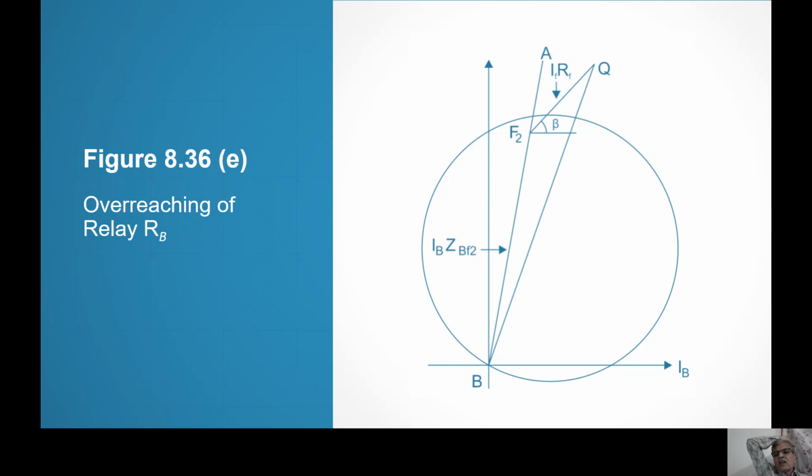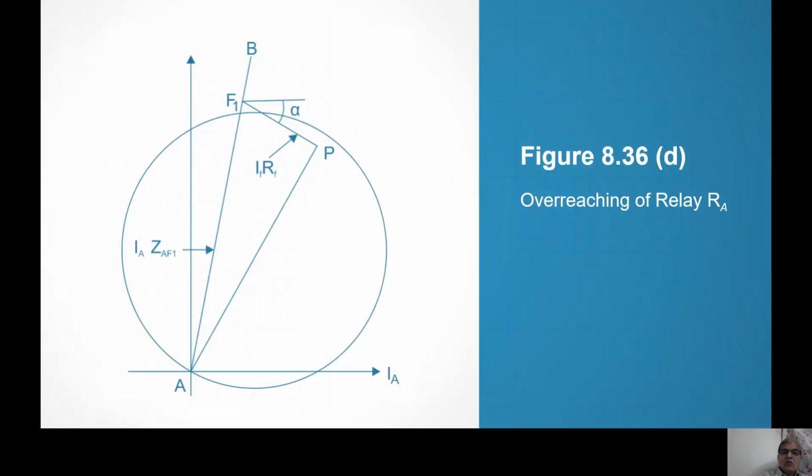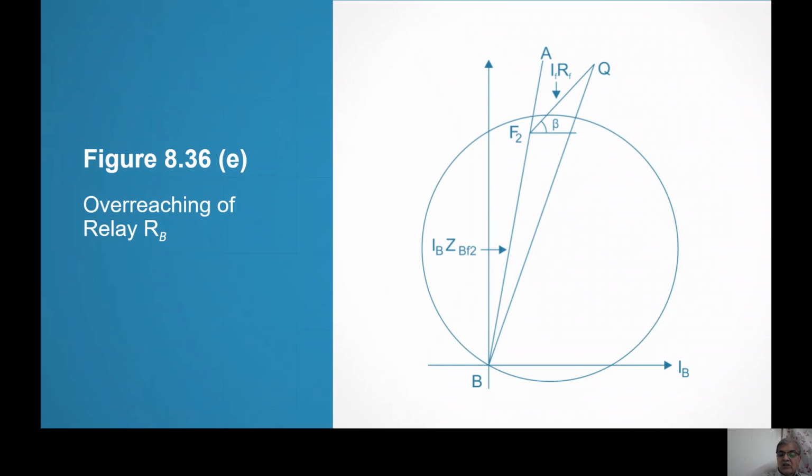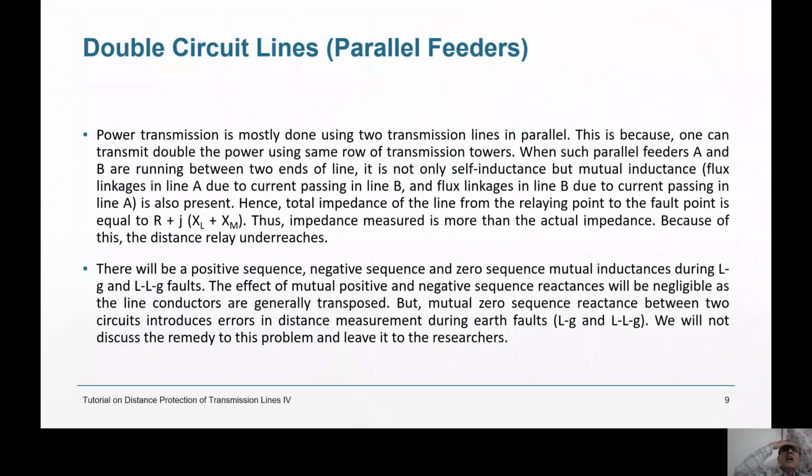F2 is within the circle, but the point seen is at Q. So it is underreaching. This is known as underreaching. Relay should operate and it does not operate. It is underreaching. Here, relay should not have operated, but it operates. So it is overreaching. So this overreaching and underreaching effect occurs when the line is fed from both the ends.